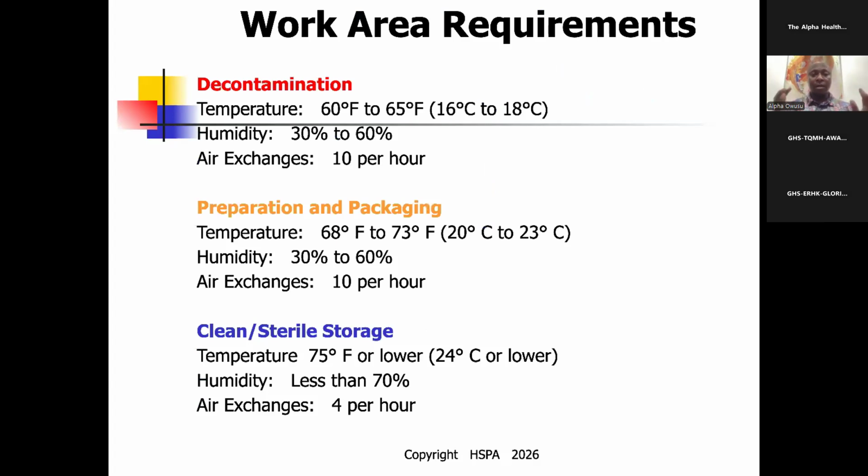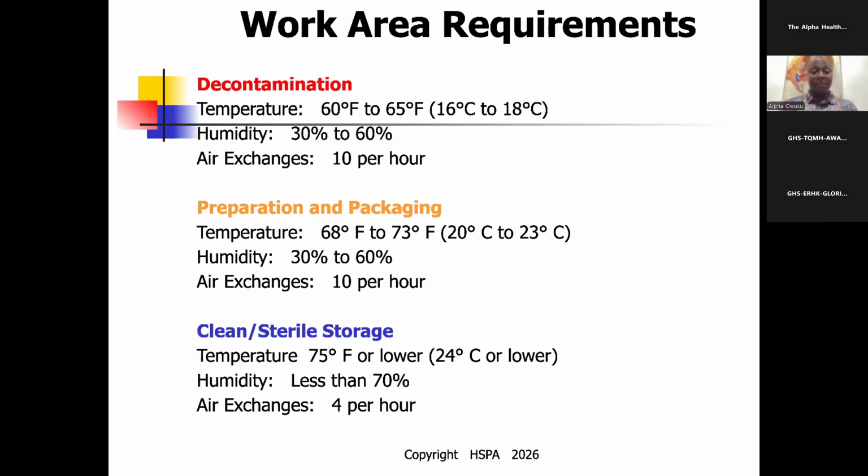Now, this is where it becomes very pretty and wonderful. Look at the parameters of the temperature in all these areas. My wonderful team, take note. If you can take a picture, take a picture. These will come in your exams.